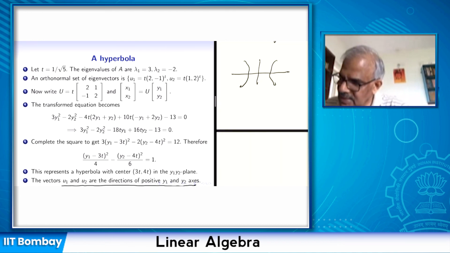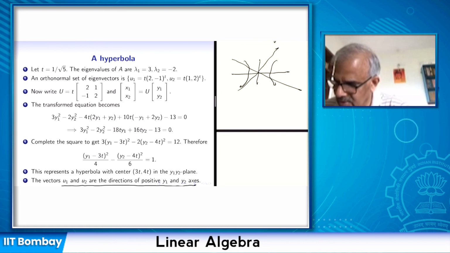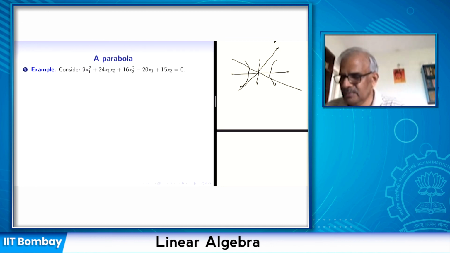But these are the tilted axes. The original x-axis and y-axis could be like this. But when you tilt the axes, there is a rotation involved, and there is a translation involved. So we can determine the shape by this diagonalization procedure. Let's see an example where we get a parabola.